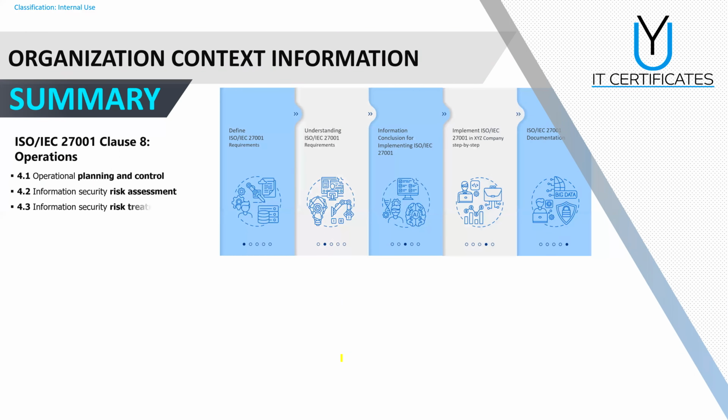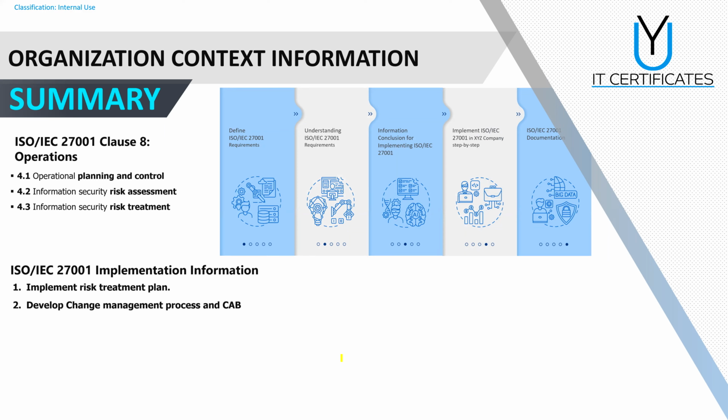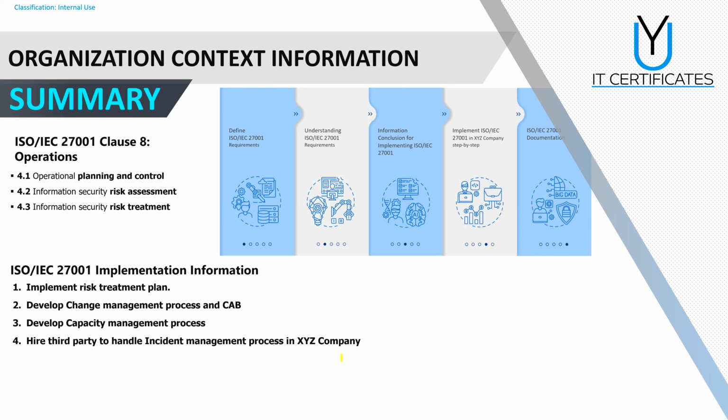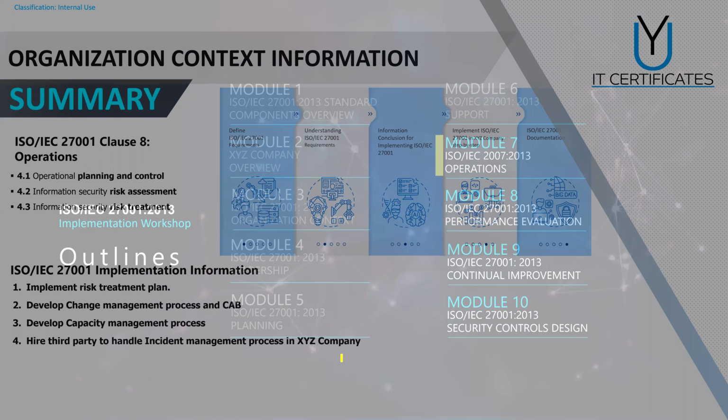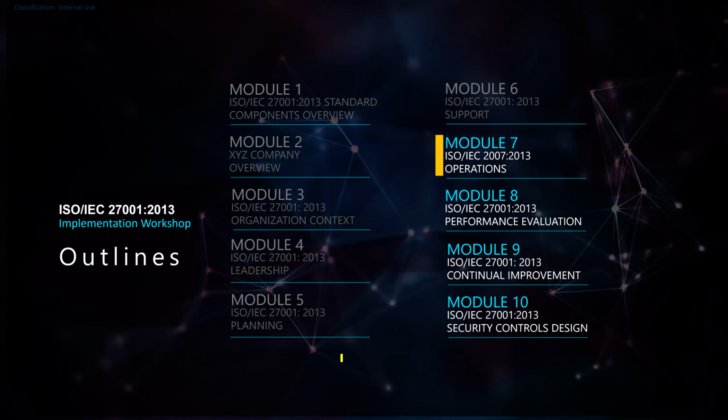Okay, as a quick recap for the operation, I think we had good decisions during this phase for implementation: the risk treatment plan, developing the change management process and the CAB, developing the capacity management process, and hiring a third party to handle the incident management processes in XYZ company. These are the steps which we did during this phase for implementing clause number 8, operation, in XYZ company. Any questions?